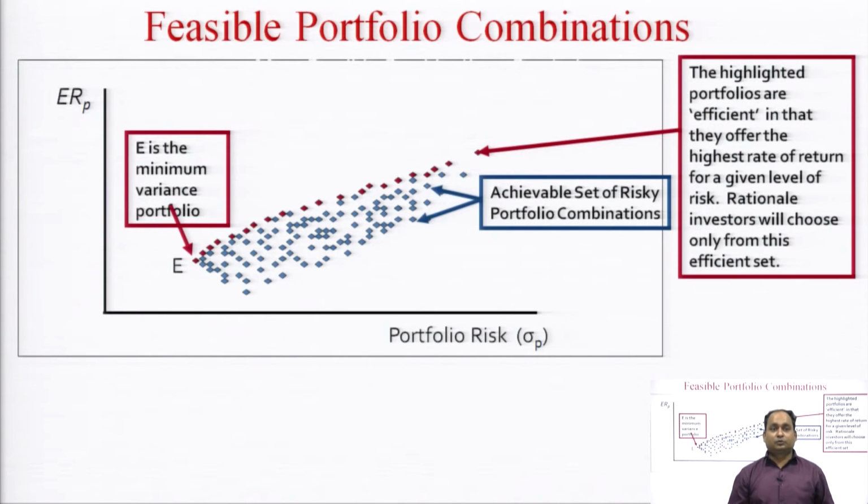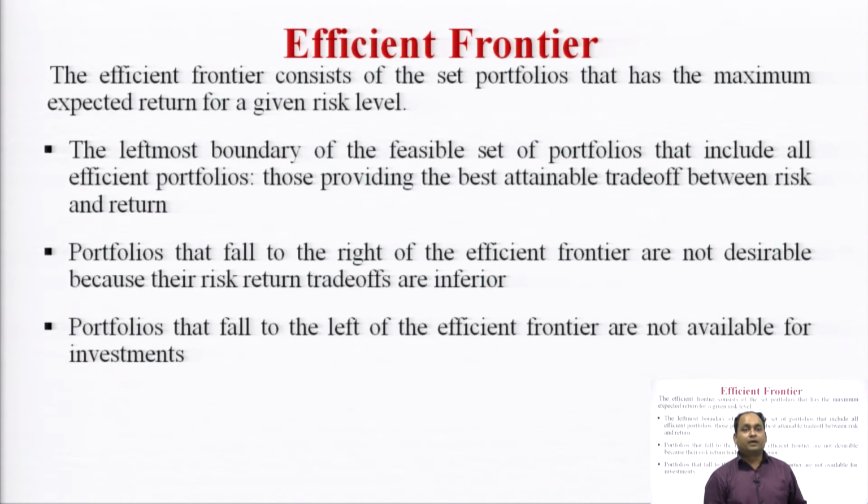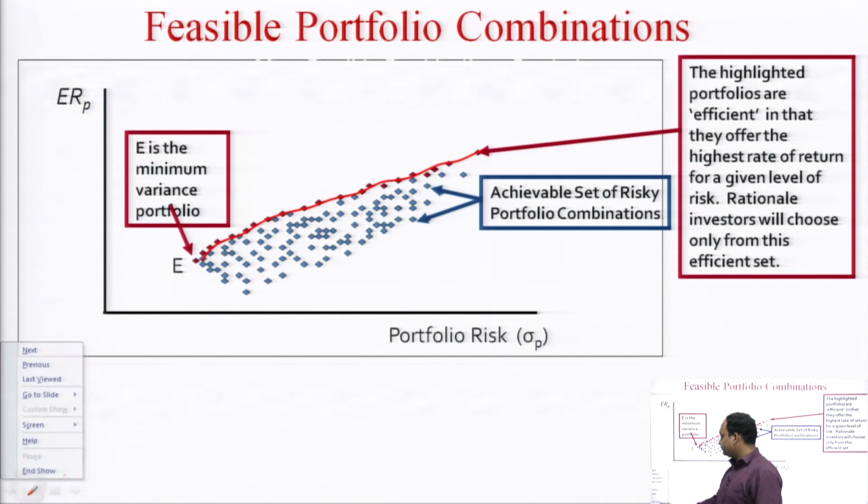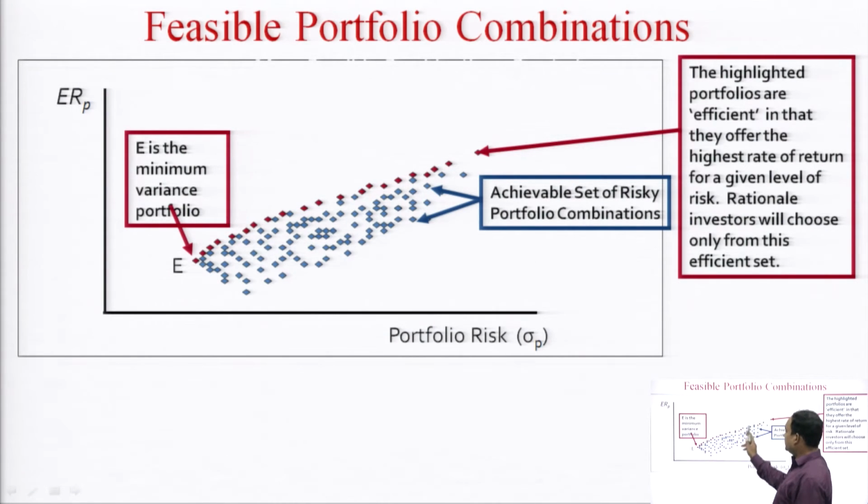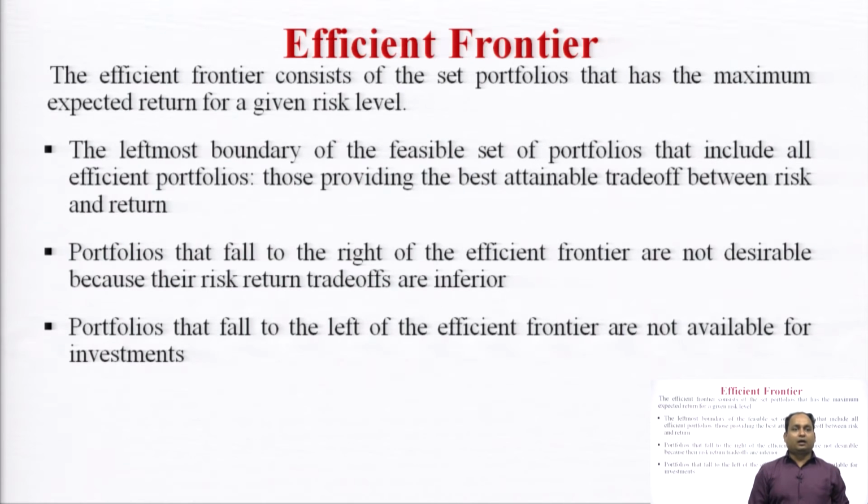So, this constitutes an efficient frontier, by combining these red points. The efficient frontier consists of the set of portfolios that has the maximum expected return for a given risk level. This is the leftmost boundary and this is the rightmost boundary. The leftmost boundary of the feasible set of portfolios includes all efficient portfolios, providing the best attainable trade-off between risk and return.